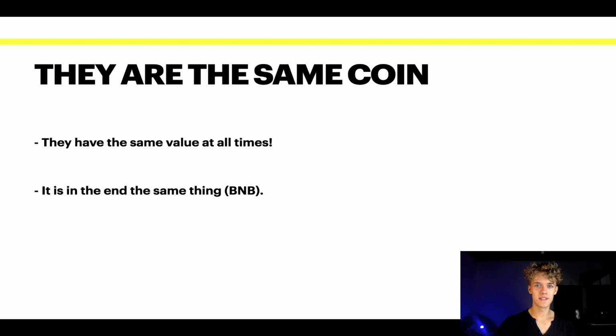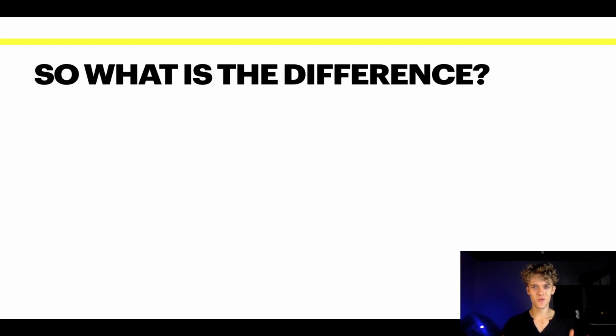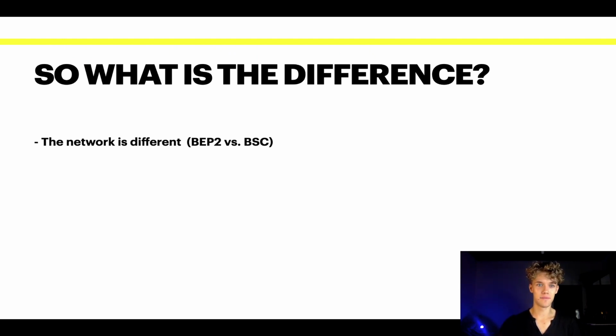So we come to the question now, what is the difference? So what is the difference between them? And there's one fundamental thing that is different, which is the network. The network is different, which is BEP2 versus BSC. BSC for Smartchain and BEP2 for Binance Coin, yeah? For normal BNB.